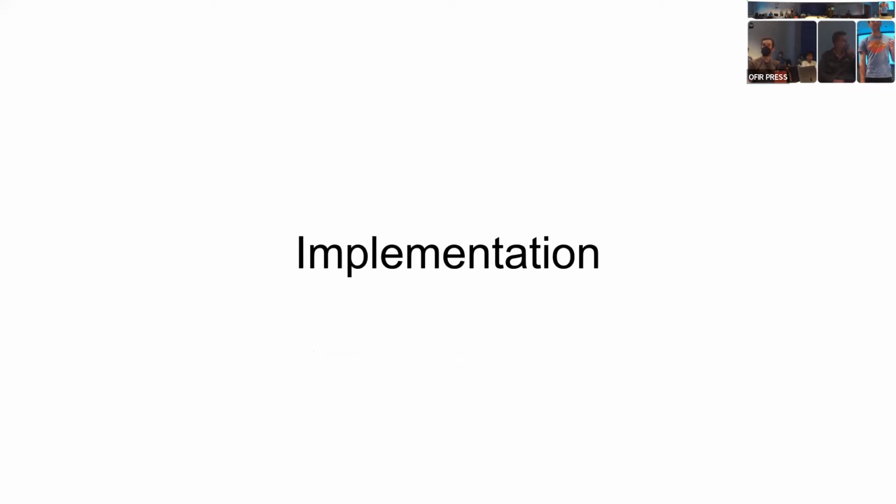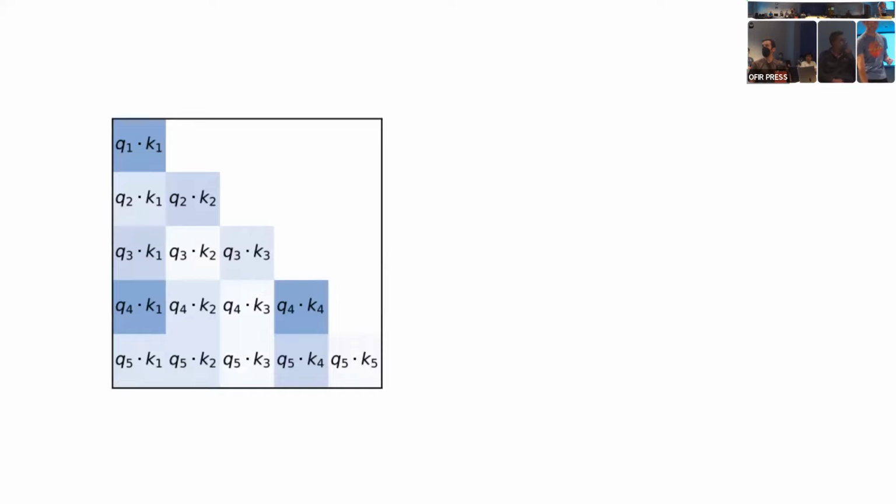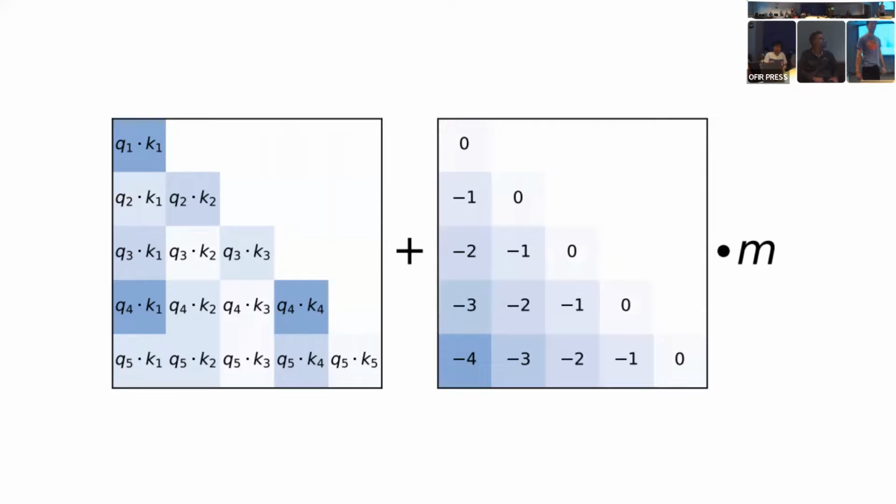So I'm going to briefly mention how we implemented this. It's basically just a matrix addition, right? You have your key times query matrix, and these are the attention values, the dot products of the keys and the queries. Then we compute all the dot products, but we mask out the top right triangle because we don't want you to attend to the future. To implement ALiBi, you make this matrix in PyTorch or whatever, multiply it by M, and add it to your attention matrix. So this is the naive implementation.